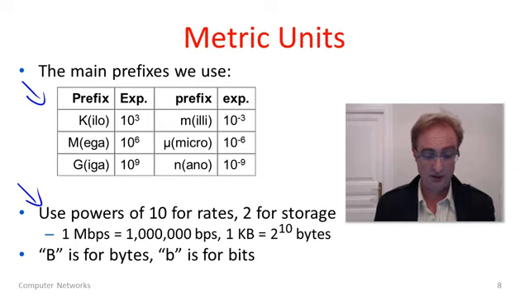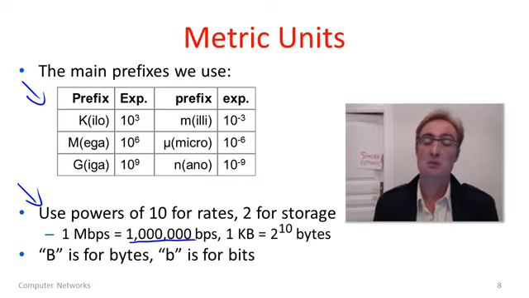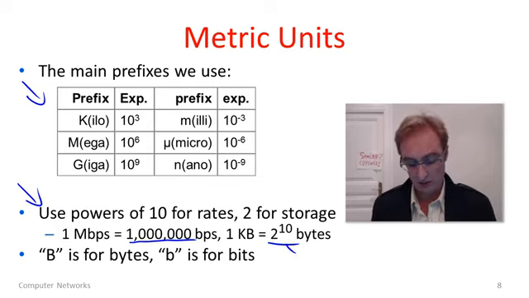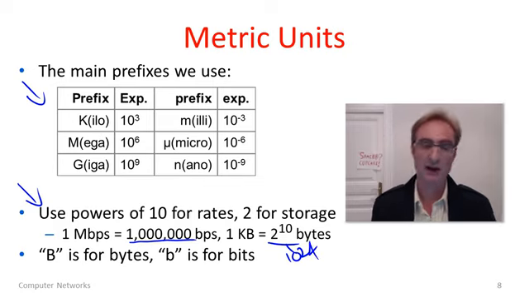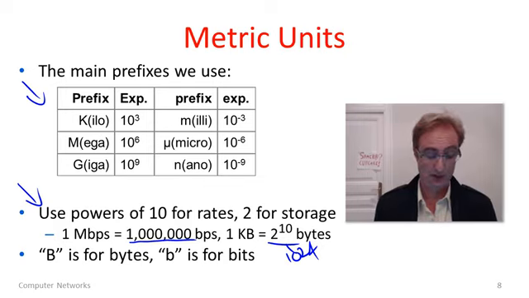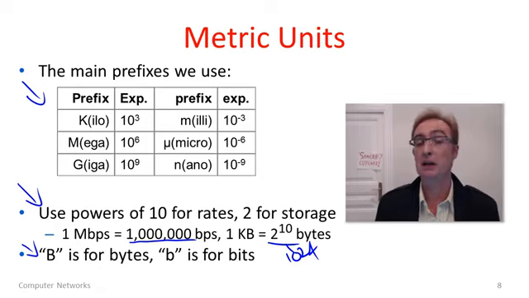In addition, we'll generally stick with powers of 10 to describe rates. So that means that 1 megabit per second will be a million bits per second. But we'll occasionally use powers of 2 when we're talking about quantities of storage. For instance, 1 kilobyte is 2 to the 10, or 1,024 bytes. This is just following standard practice. Storage quantities are often expressed as powers of 2, whereas rates tend to be powers of 10. You'll also see we tend to use a capital B for bytes and a lowercase b for bits.